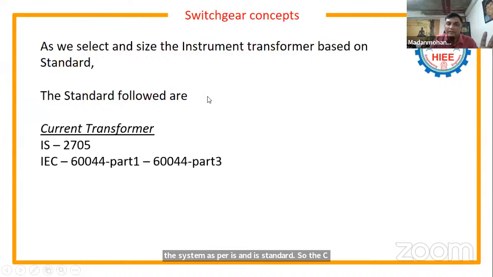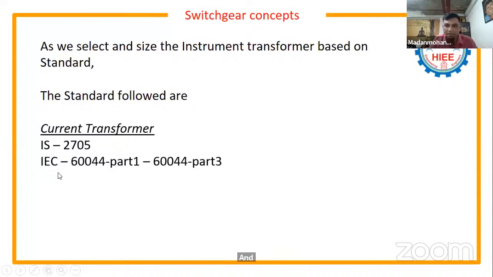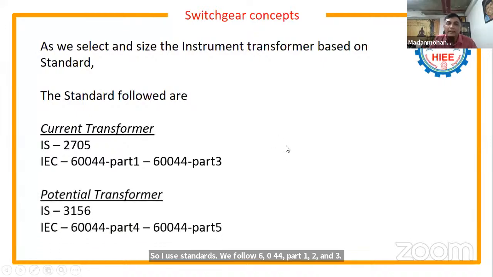The IS standard for current transformer will be IS 2705, and IEC stands for International Electrotechnical Commission. So the IEC standards we follow are 60044 part 1, 2 and 3 for CT, and the standard for PT will be 3156. And if you join our regular training, we are going to give you all the respective IS and IEC standards, and we will make you go through the standards and understand the concept as per IS and IEC standards, guys.